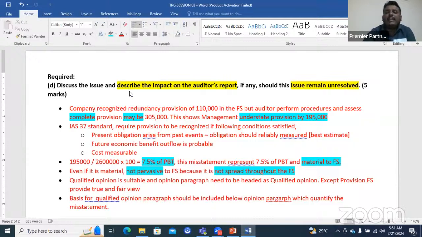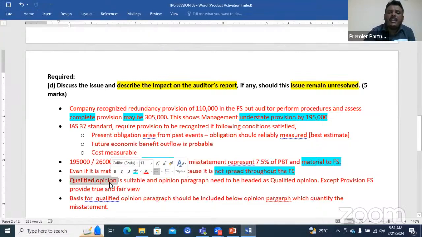So what opinion is then provided? You all know when the misstatement is material and it is not pervasive, we should give an except for opinion, or else I can say a qualified opinion. Another name is except for opinion. Why do we call it an except for opinion? Other than that problem, the remaining financial statements provide a true and fair view. That's why we call it an except for opinion or qualified opinion. So here a qualified opinion is suitable.